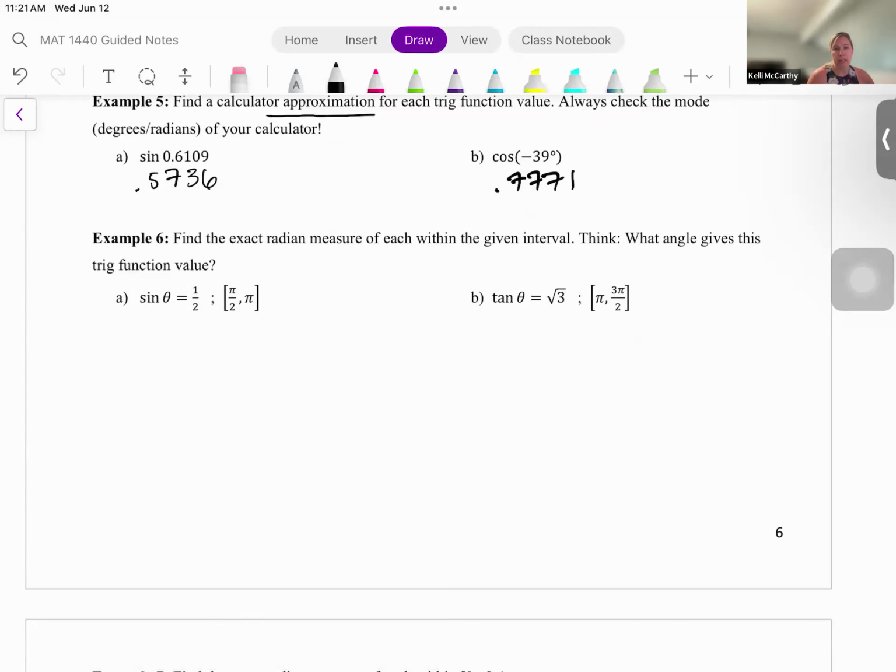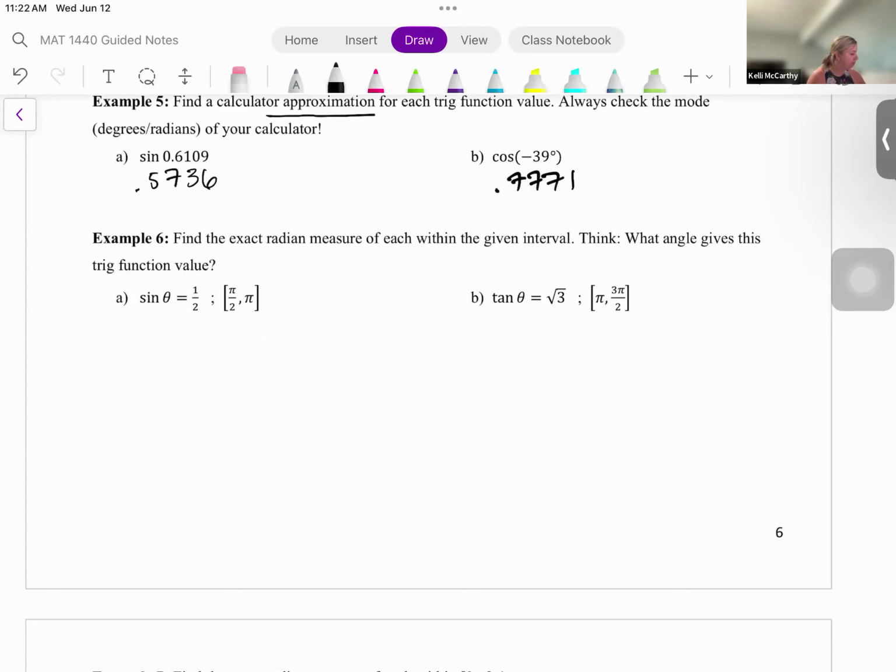Find the exact radian measure of each angle within the given interval. Think: what angle gives you this trig function value? So again, thinking about providing exact answers, we want to use the knowledge of our unit circle. So in the interval from pi over 2 to pi, where is sine of theta equal to 1/2?